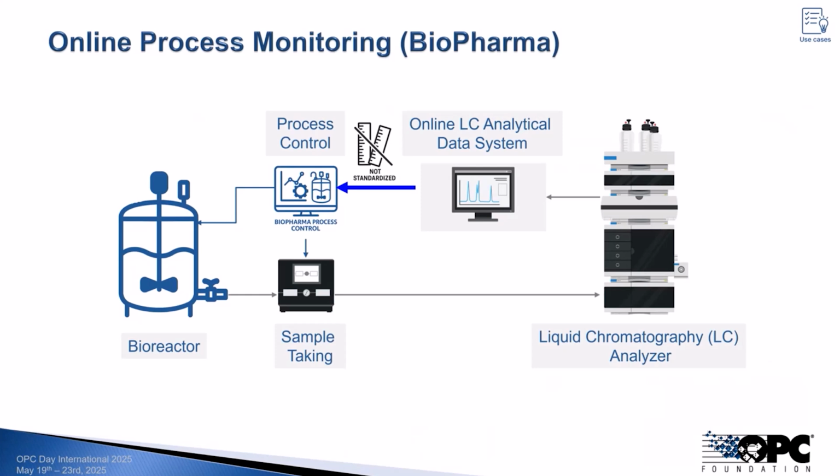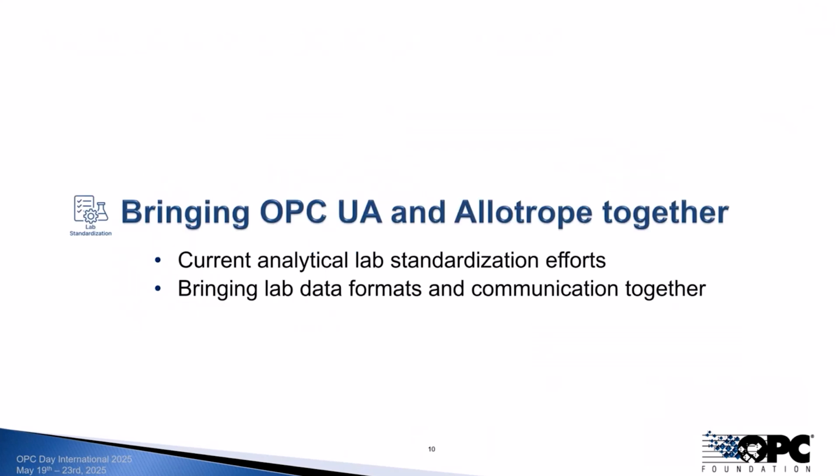And again, at this point in time, this is not really standardized. There has been an OPC UA companion spec called ADI in the past, but this is basically outdated. Also, this could be solved by the afterwards presented concept combining OPC UA and Allotrope together. Let me explain briefly the current analytical lab standardization efforts and how we could bring the data formats and the communication together.